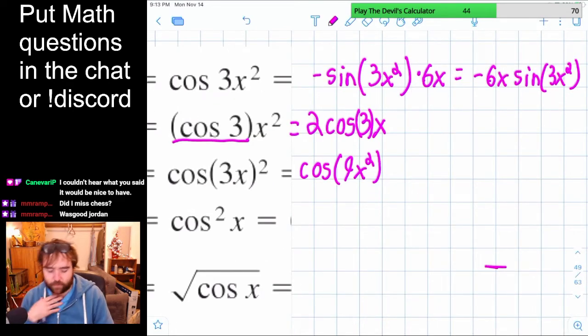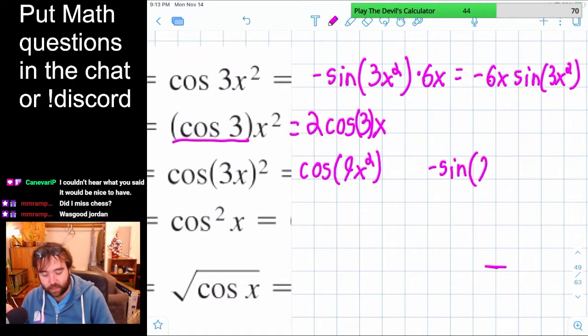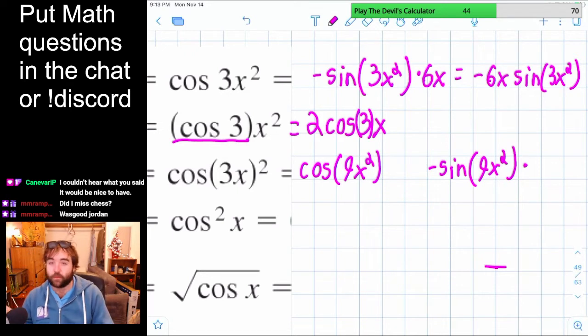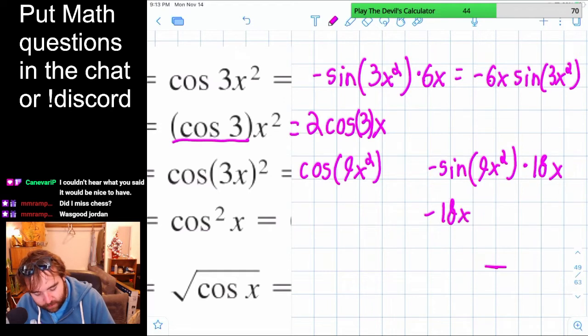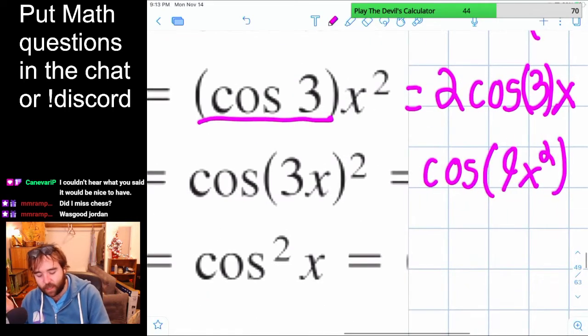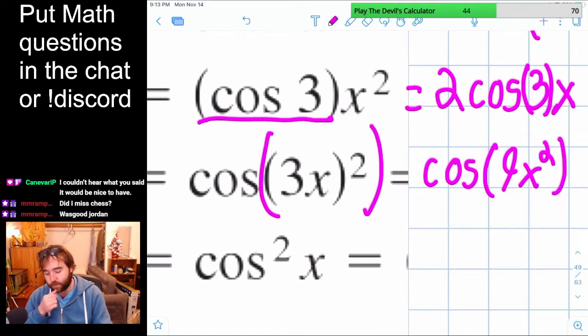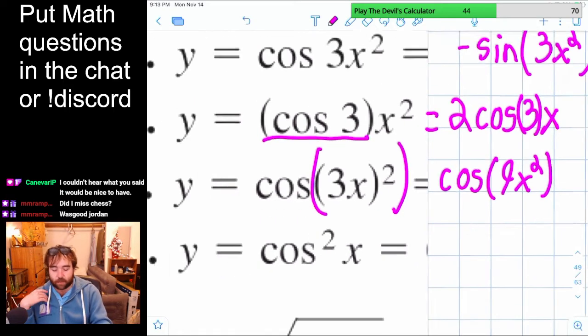So the derivative of cosine is negative sine. Inside stays the same. And then you multiply by the derivative of the inside. So bring the 2 to the front, 18x. So then I'll rewrite, what do you end up with? Negative 18x times the sine of 9x squared. And as long as that is how I assume it's supposed to be written, that's correct.